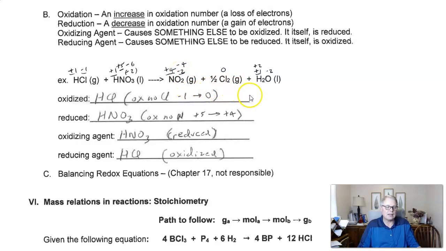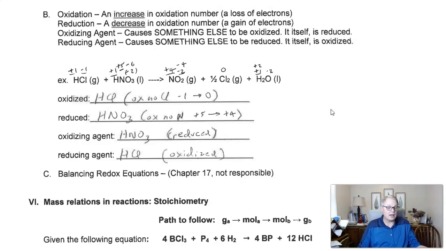Do you see anything at all that's changing here? Well, yes. Here's my nitrogen. It's changing. You know, it's going from plus 5, it's minus 4 over here. So, yeah, there is something changing here. And so, therefore, yes, this is a redox reaction. That's how you tell. Okay?